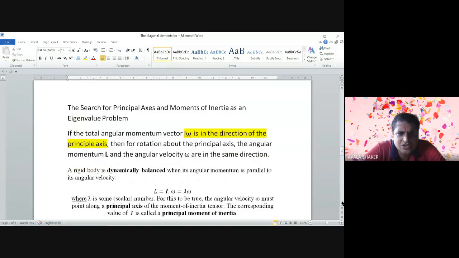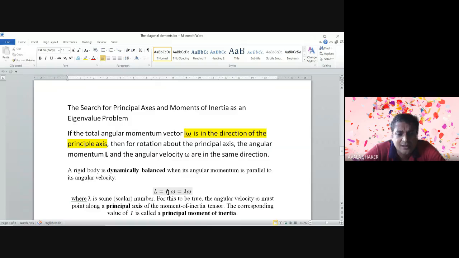Now, we search for the principal axes and moments of inertia as an eigenvalue problem. So till now, we have learned that L is equal to I omega. This I is a tensor, which is a 3 by 3 matrix, and we saw how to calculate the components.